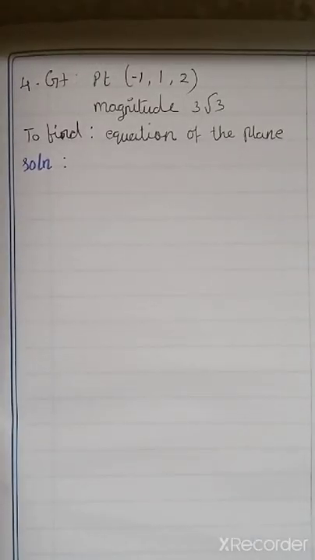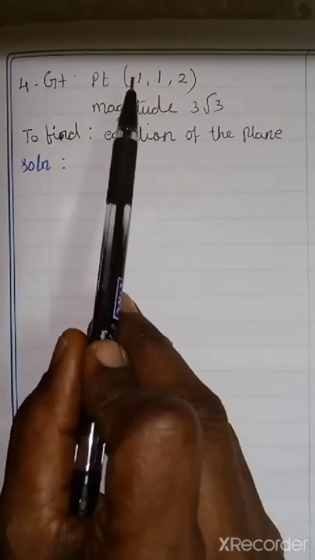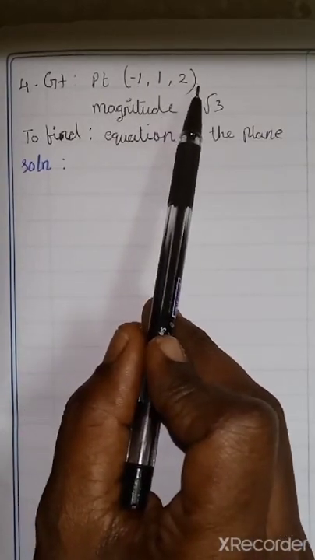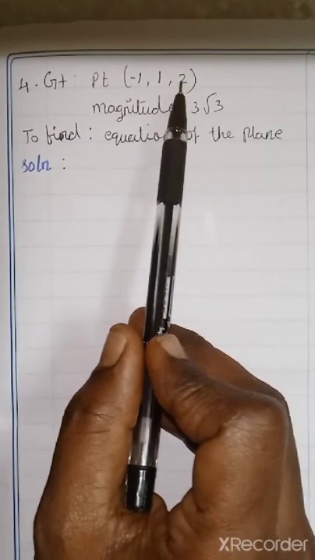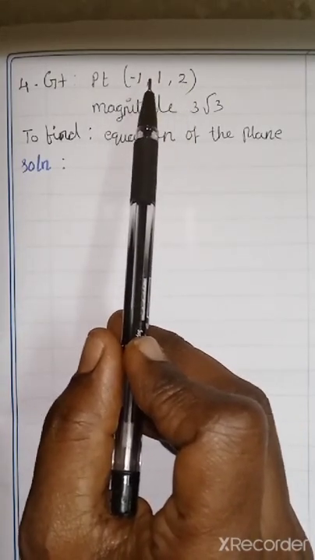And your fourth question. A plane passing through the point (minus 1, 1, 2) and the normal to the plane of magnitude 3 root 3 makes equal acute angle with the coordinate axis. Find the equation of the plane. So what we want to find here is the equation of the plane. What is given? A plane passing through a point (minus 1, 1, 2) and normal to the plane of magnitude. So one point and one normal vector is given.